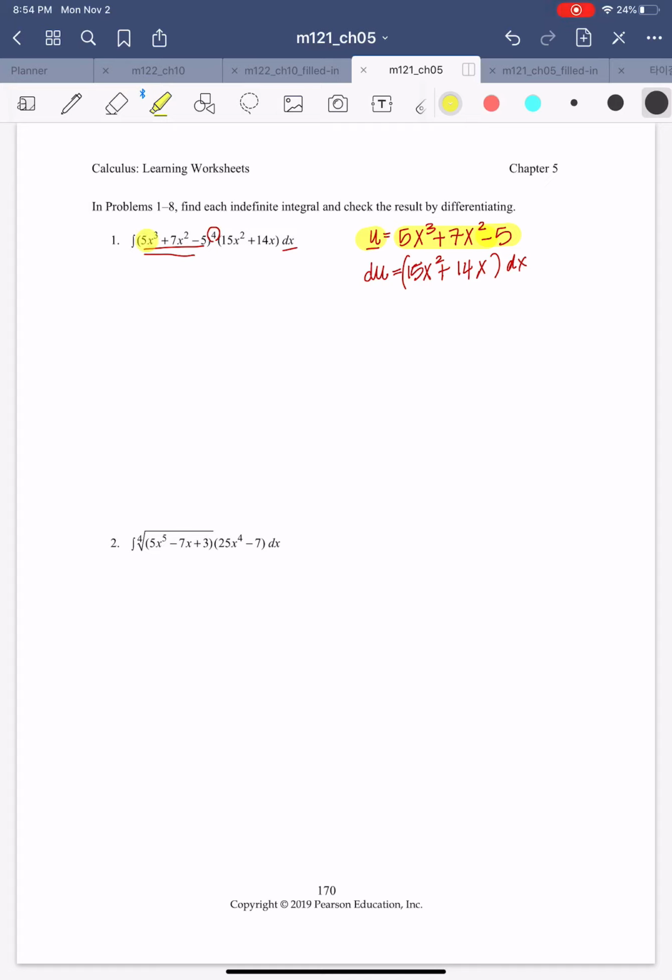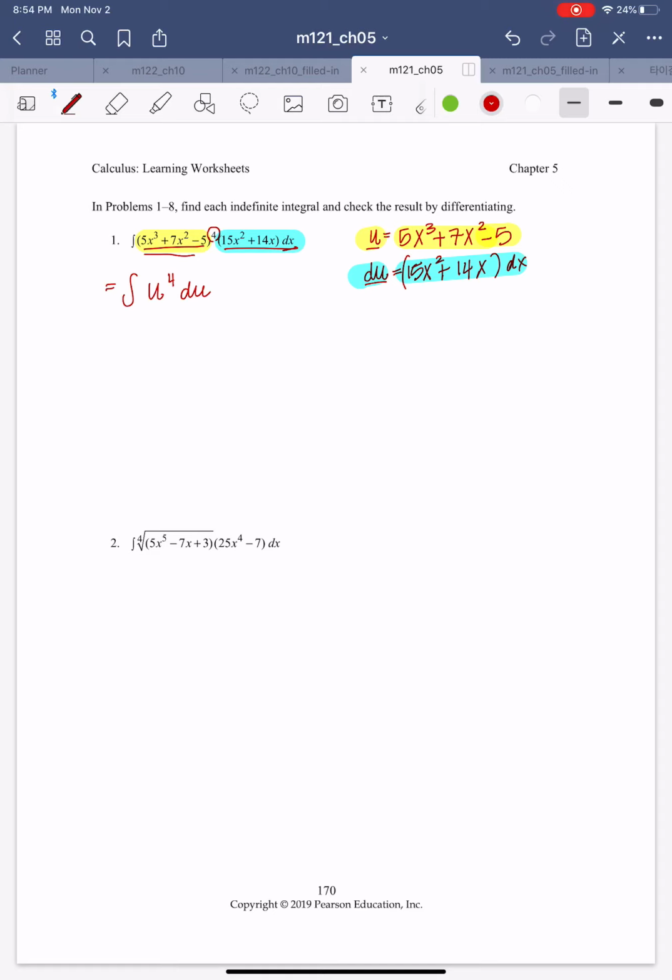So this whole thing now changes to u to the fourth. And now take a look at this one. du is 15x squared plus 14x dx, and that's what I have over here. So doing the substitution, it looks like this: u to the fourth, and this whole thing is just du. And take a look how simple this looks. After doing a substitution, I didn't change the value. I just do the substitution.